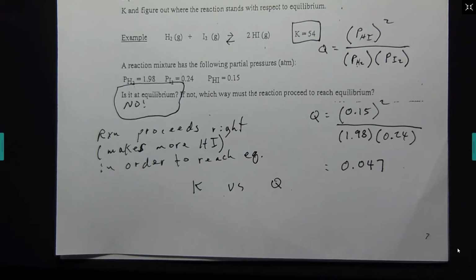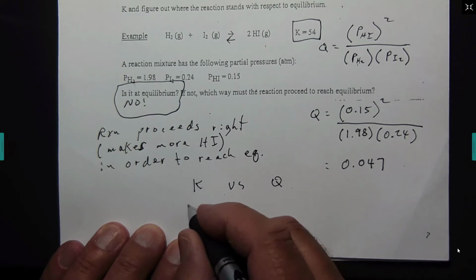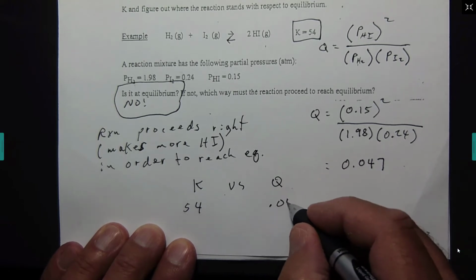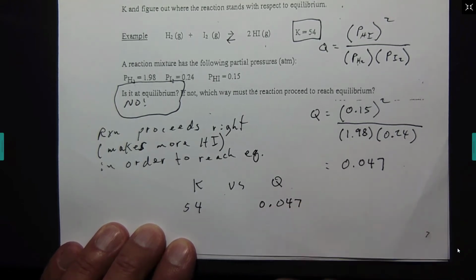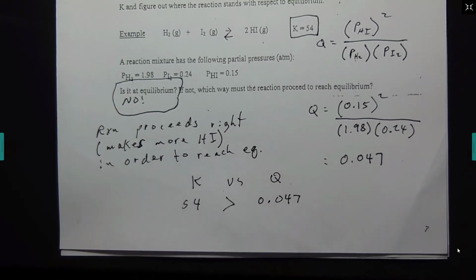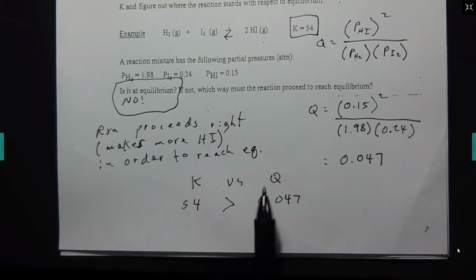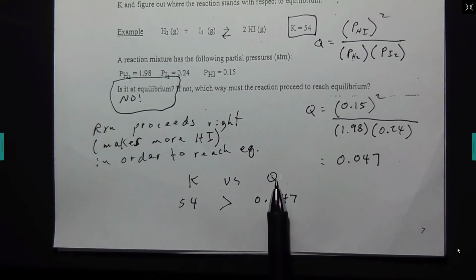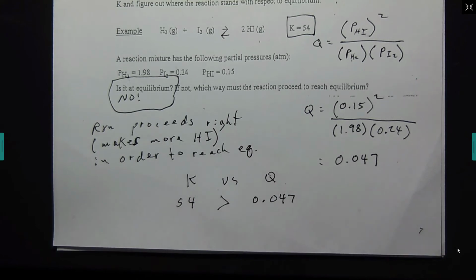So if you do K versus Q, and you put the numbers you got here, K is 54, Q for this reaction is 0.047. Put the greater than or less than sign in here. Guess what? That little symbol is pointing in the direction in which the reaction has to proceed. So if you make a little table with K versus Q, and you list K first, Q second, put your numbers in it, your greater than or less than symbol will point in the correct direction.